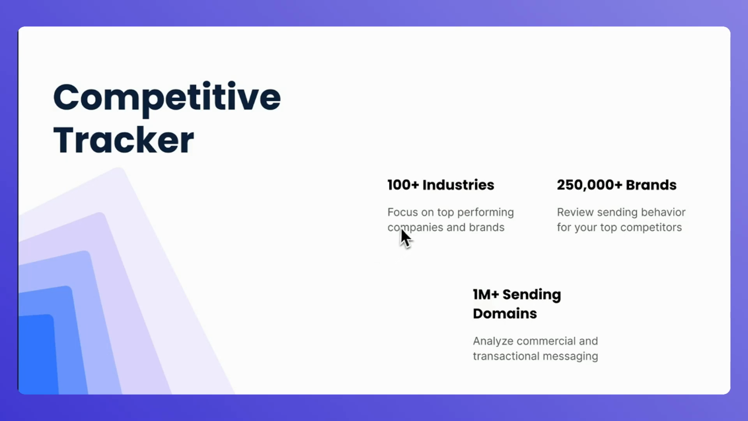This includes over 100 industries that we've split all of the mail out into. This allows you to focus on the top performing brands and companies in the industries that matter to you. We have over 250,000 brands that we've curated. This allows us to review sending behavior for all of your top competitors. And finally, we take over 1 million sending domains and we analyze that data for commercial and transactional messaging.